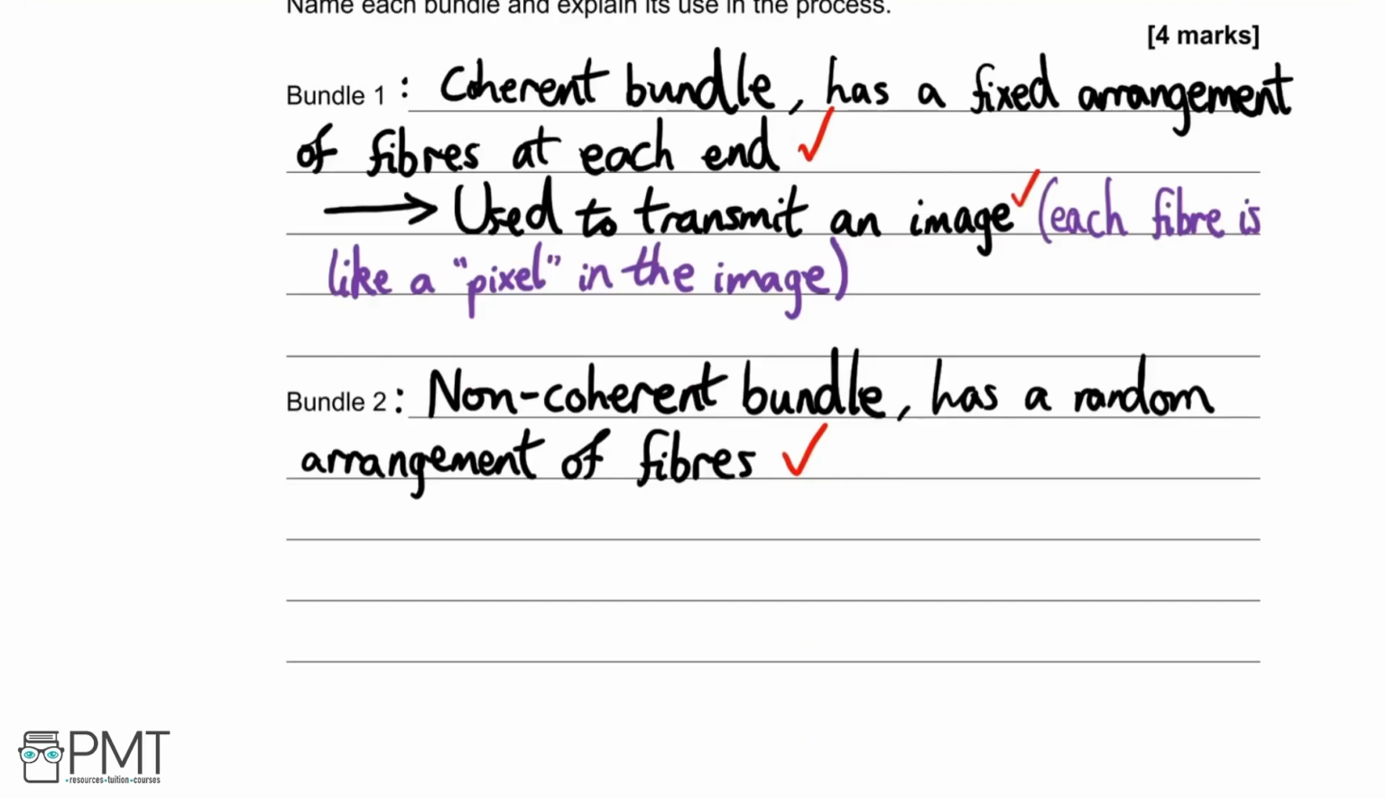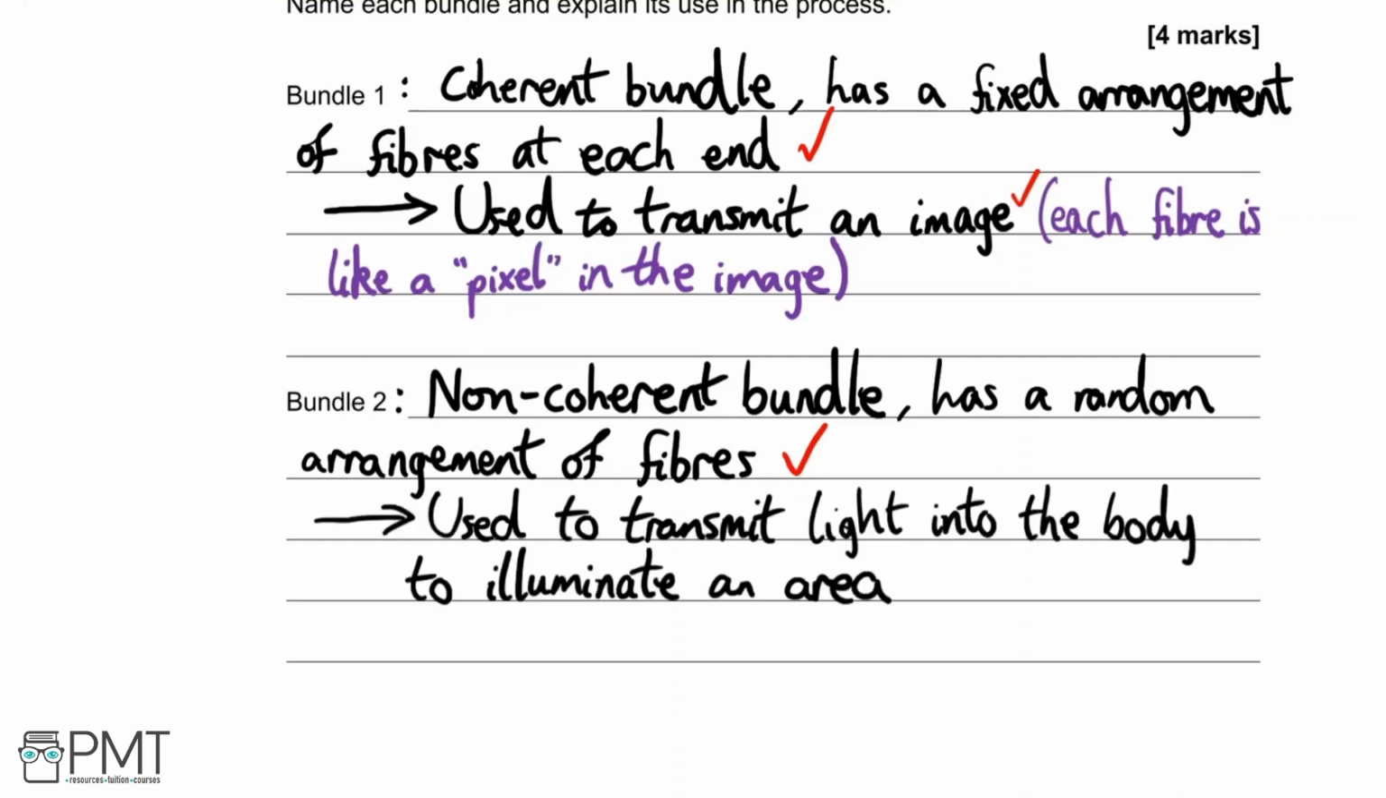For bundle 2, in order to see the object that we're trying to form the image of, we need to shine light onto that object so that the light can reflect into our eyes and form an image. So the non-coherent bundle transmits light down to the object. And your fourth mark would just be for saying that it's used to transmit light into the body. So 4 marks there.